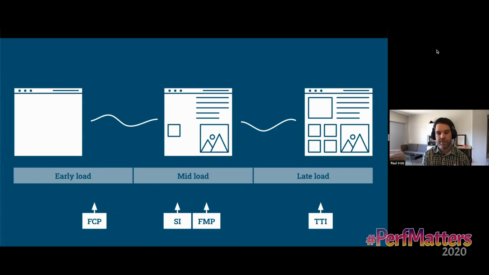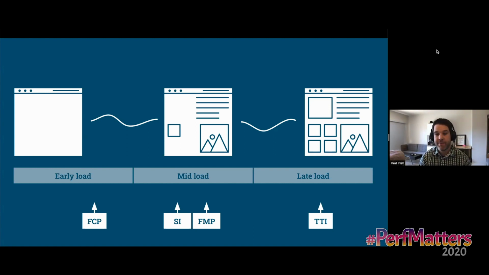In the early load, we have first contentful paint. In the late load is time to interactive. And then in the middle here, we have speed index and first meaningful paint.